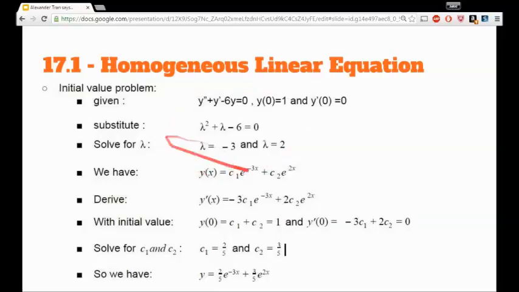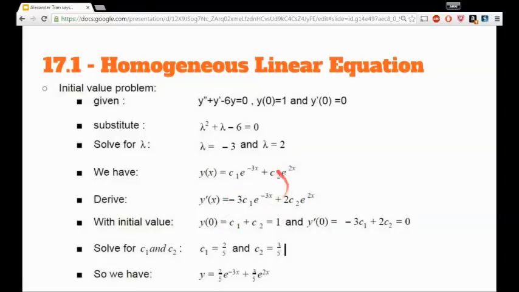Now we plug that into a solution of case 1 since we have two different lambda. So we have c1 e to the power of -3x plus c2 e to the power of 2x. And then we differentiate this equation. We get y prime of x equal to -3 c1 e to the power of -3x plus 2 c2 e to the power of 2x.